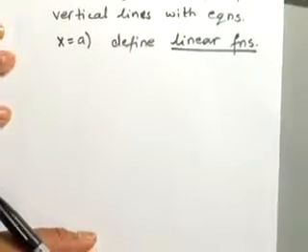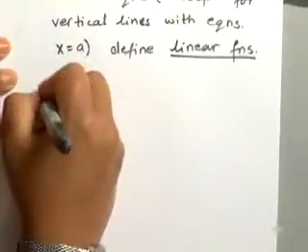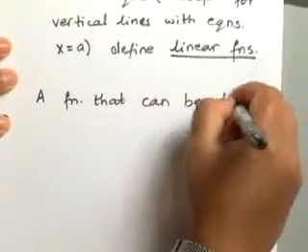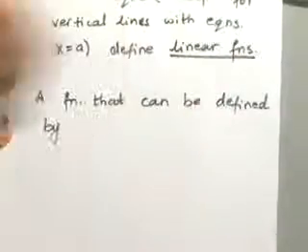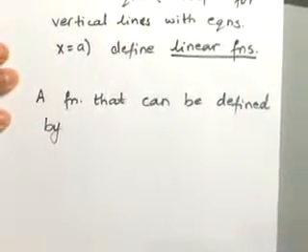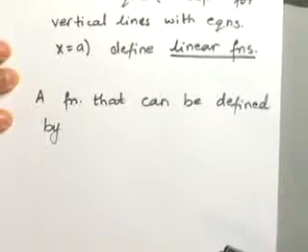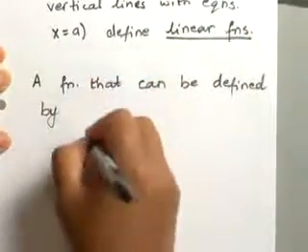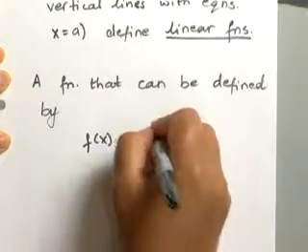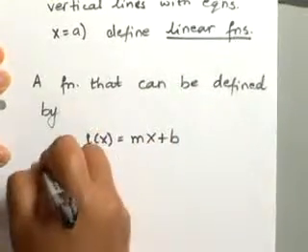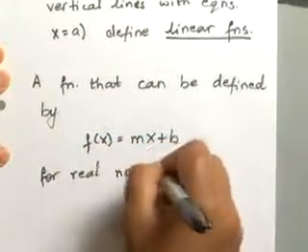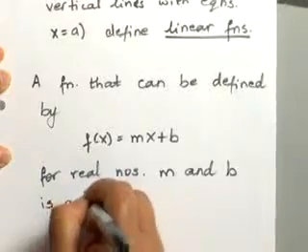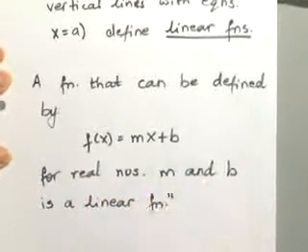Now, if you remember, a linear equation, as we had talked earlier, is represented by the equation y equals mx plus b, which is your slope-intercept form. When you're writing linear equations as functions, you replace your y with f of x, and you will end up with f of x equals mx plus b for your real numbers m and b, and these will be your linear functions.